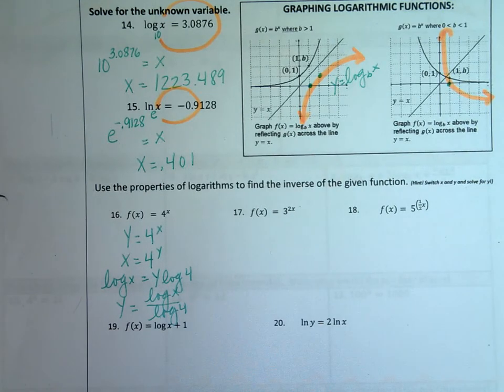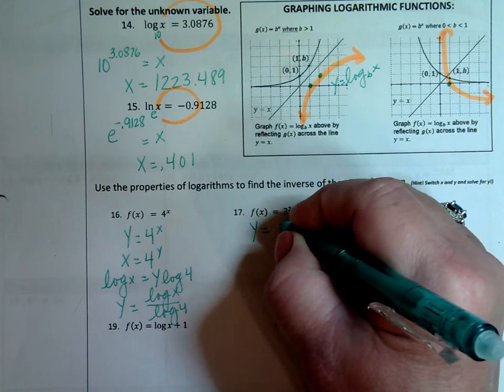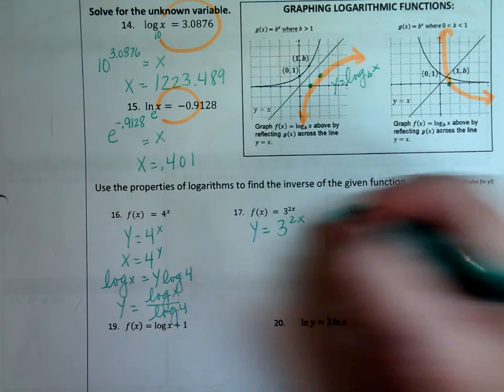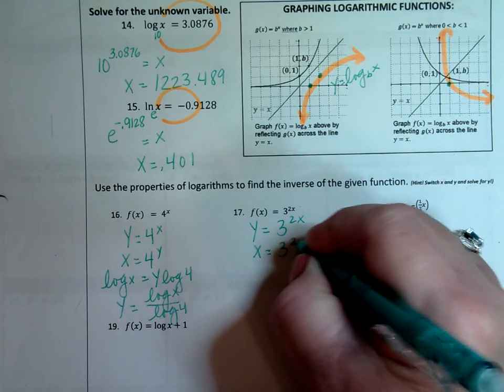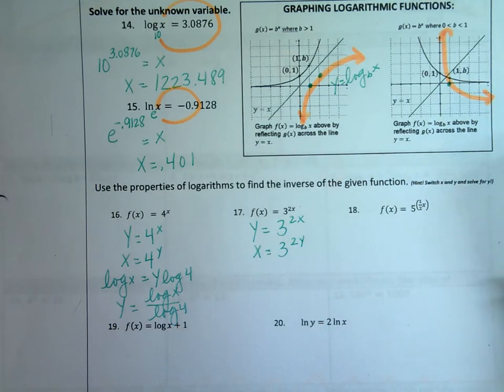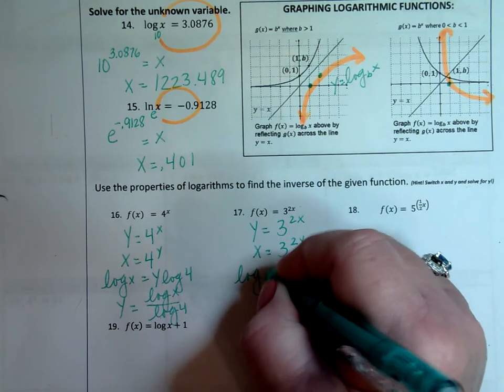Now you don't have to call it the inverse on these like you did back in the day. I guess you could. After the -1 is your notation, but they don't make you do that for this. So let's see what we got. Here comes the next one. Y equals 3 to the 2x. Switch your x's and y's. X equals 3 to the 2y. The y is up in the power. How can you bring it down? Gotta log both sides. Log of x equals 2y log of 3.